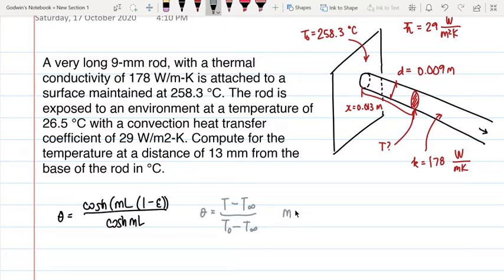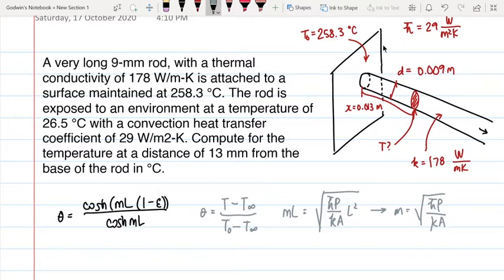So the whole of ml is just the square root of, it's not really something you put with just hP over kA. It's actually h bar, h bar P over kA, and then L squared. So you can actually just bring out the L. And so what you get is M is equal to the square root of h bar P over kA.